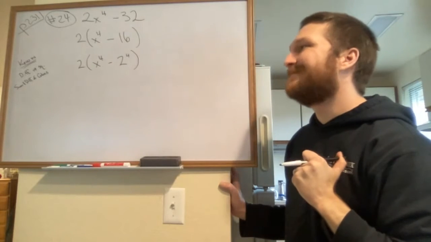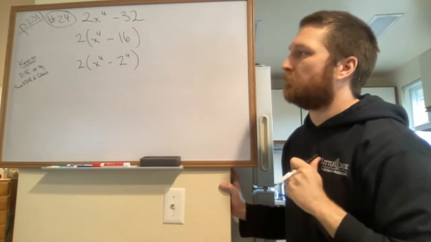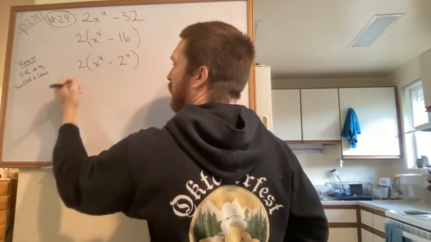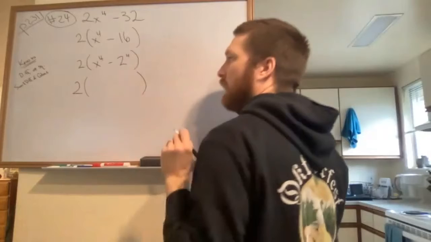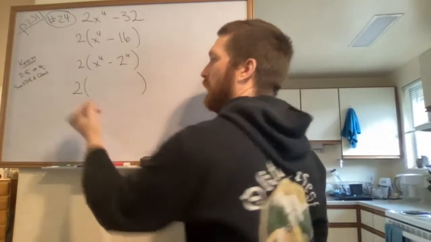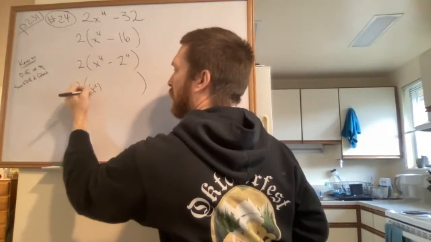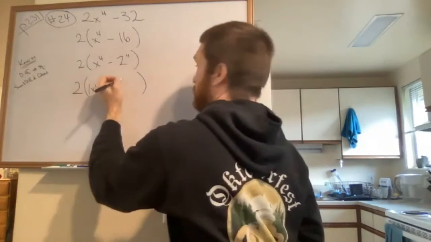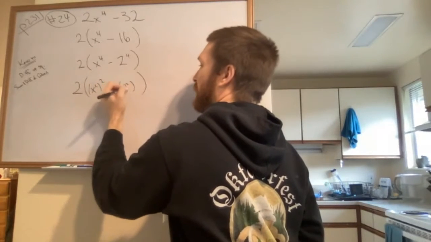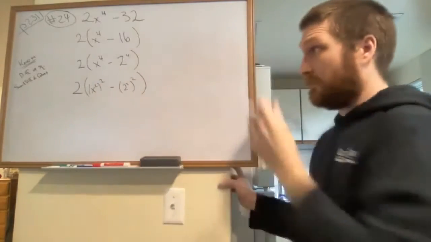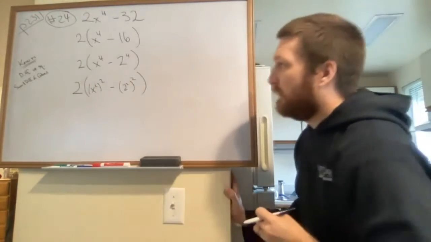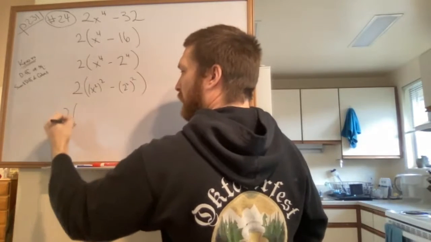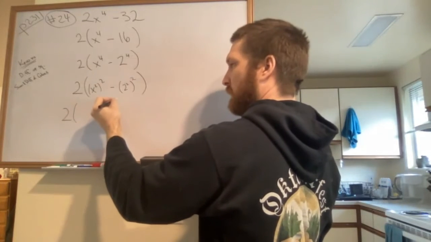You can make it into a difference of squares. Yes. How? You have x squared minus 2 squared. There you go. Yeah, 2 squared squared. I like that. And then you can have your x.